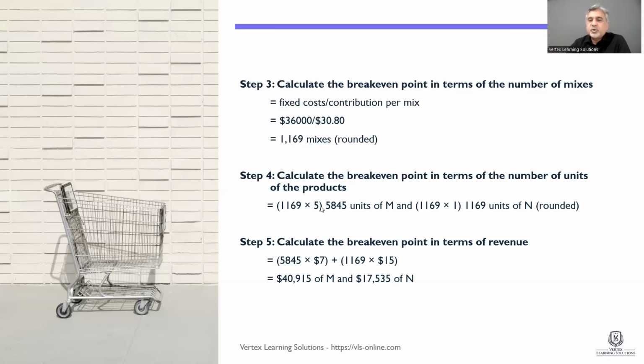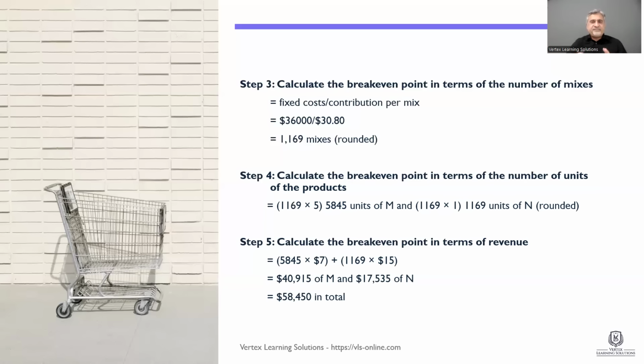So you know that you must be selling 5845 units of M, which will give you a total revenue of $40,915, and 1169 units of N, which will give you $17,535 revenue from N. And then you just make a total. So $58,450 is your break-even revenue.